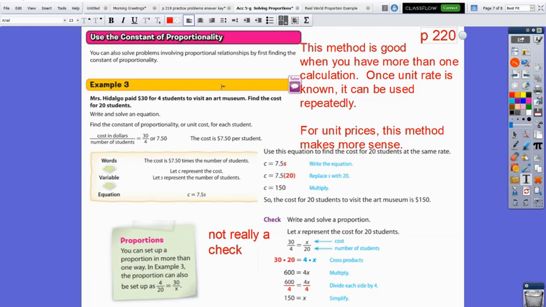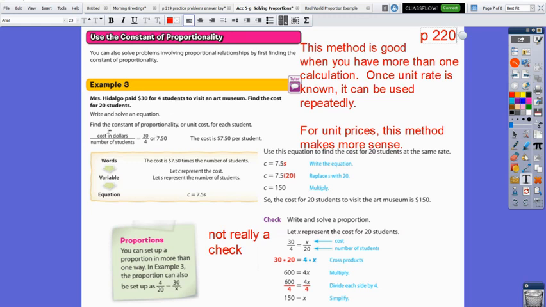So the example here, and you'll see the examples they use in this are going to be money, because you really do use the constant of proportionality, or the unit rate, unit price, when you're paying for various things. So Mrs. Hidalgo paid $30 for 4 students to visit the museum. What is the cost for 20 students? Now you could set this up as a proportion, dollars over students equals dollars over students. But it's really pretty convenient to say, well, what's the dollars per student, and then multiply that times 20. So that's what they're talking about here.